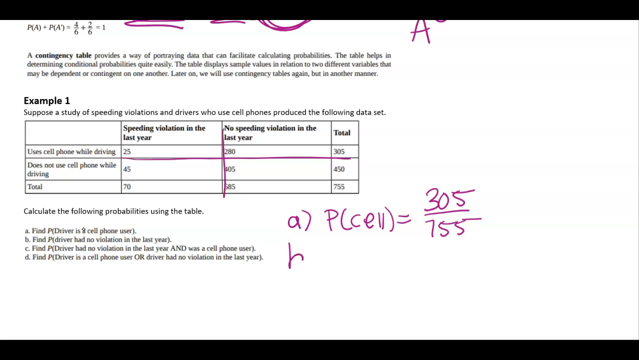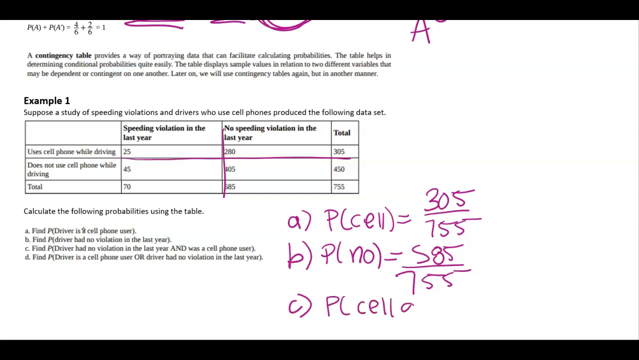Now, if I want to know that a driver had no violation in the last year, now I'm looking at this column. That's going to be all of the people that didn't have a violation out of 755. Now on C, it wants us to know the probability that you have a driver with no violation and they were on a cell phone. Well, now I'm looking at just one cell. I'm looking at just these 280 people out of everybody.